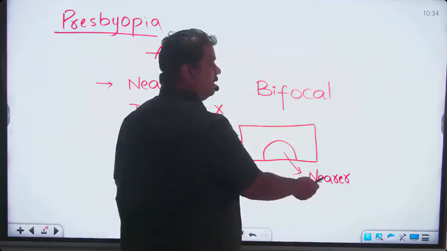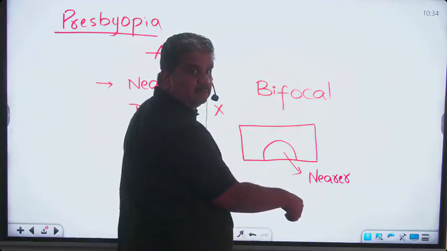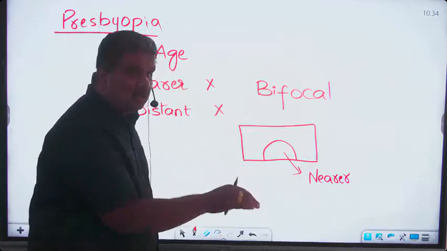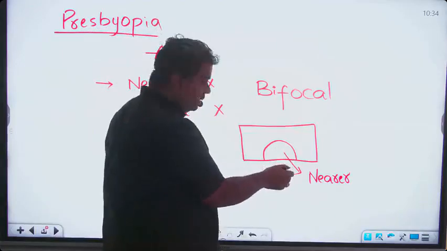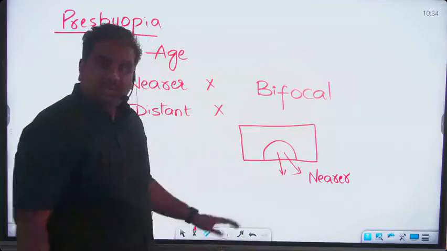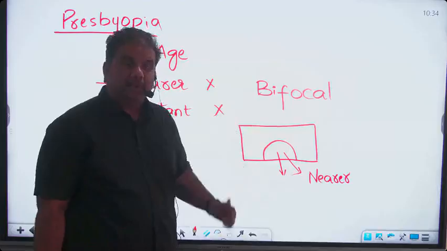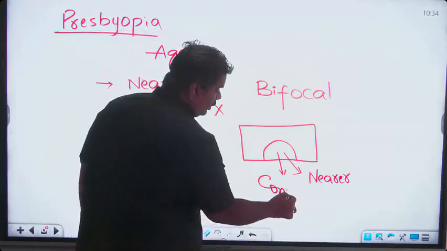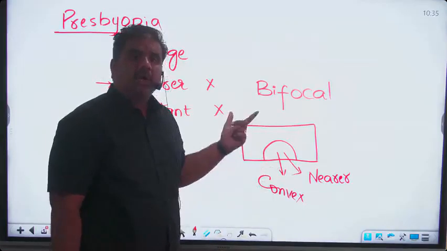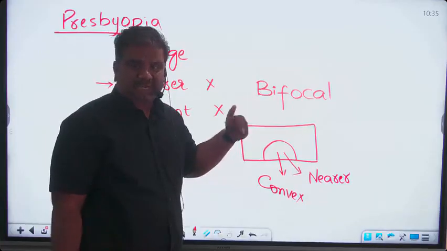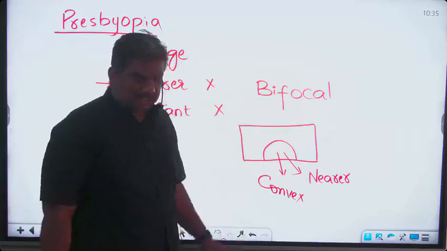Who cannot see nearby objects clearly, myopia or hypermetropia? Who cannot see the nearer objects clearly? Hypermetropia. Then what is the lens here? That is the question. In a bifocal lens, the lower part is which type of lens? This is nothing but a convex lens, because any person who is having long sight or hypermetropia can see distant objects, but nearby ones are not clear. For that reason they use a convex lens or a converging lens.